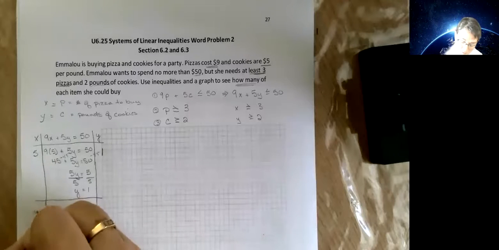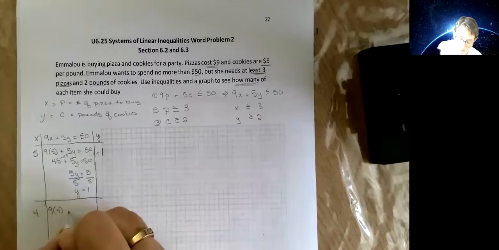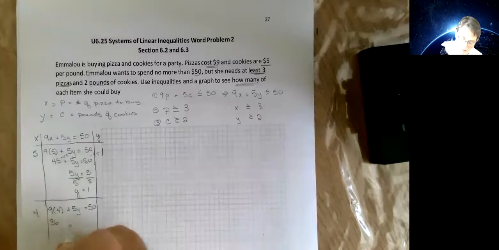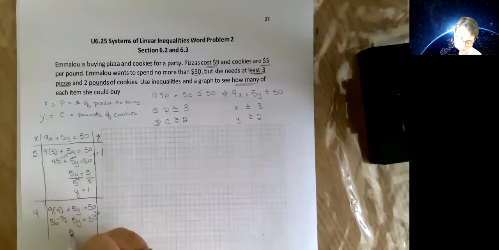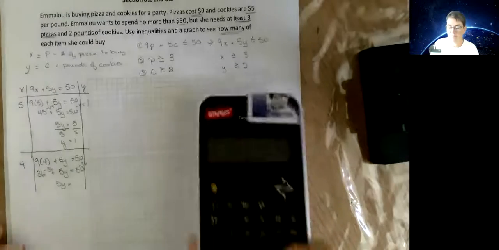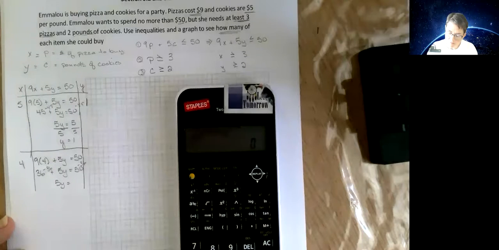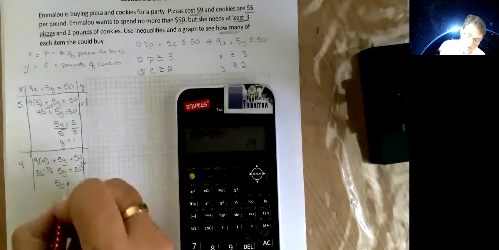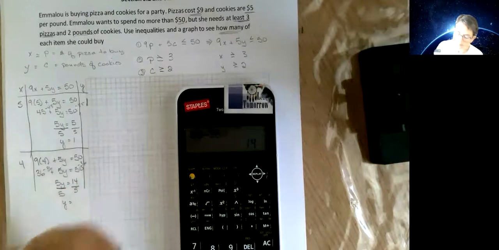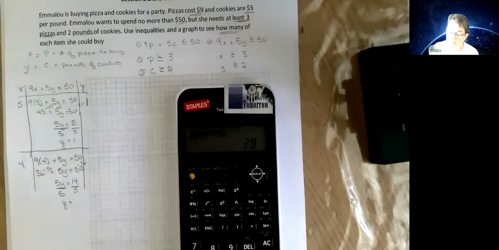I think if I use 6, I'm going to end up with some negative numbers. So I really don't want to do that. So I'm going to go with 4. 9 times 4 plus 5Y is equal to 50. 9 times 4 is 36, plus 5Y equals 50, minus 36 on both sides. 50 minus 36 is 14, so 5Y equals 14. Okay, I'm lazy. So Y is equal to 2.8.